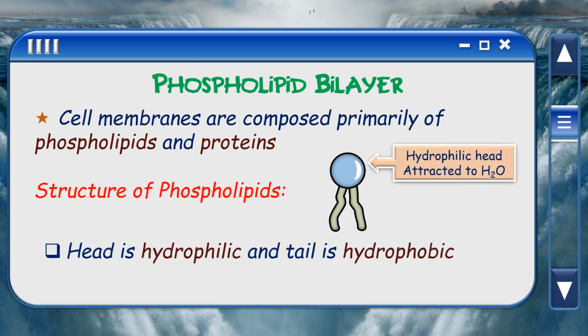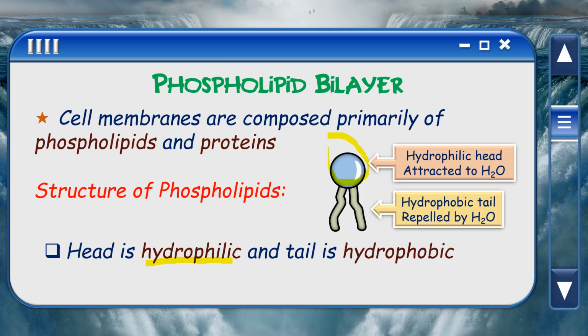The head is hydrophilic, meaning that it is water-loving. Whereas the tail is hydrophobic, meaning that it repels water.